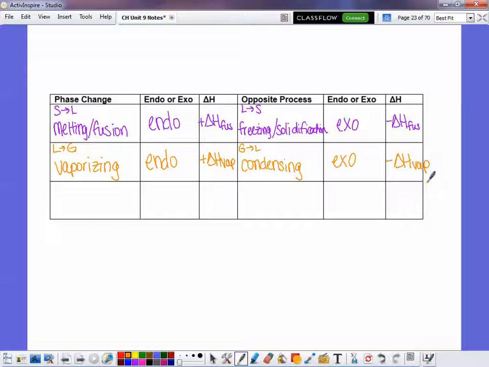And then the last little bit, we're going to go solid to gas. Does anyone remember what that is called? Sublimation, or subliming.